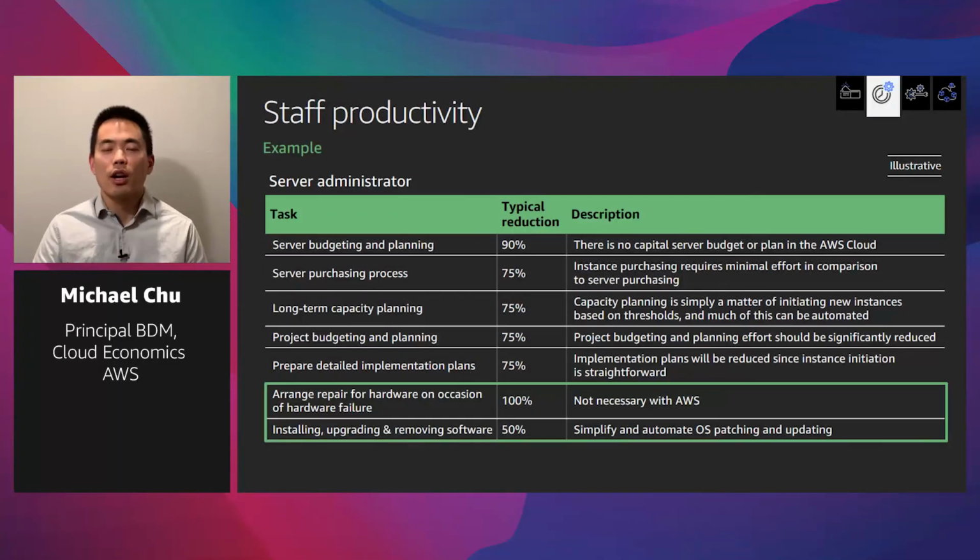So in our modeling, there are 6 roles that we would typically consider in relation to staff productivity: server, storage, network, facilities, application, and security. Each role type would have 15 to 30 different individual tasks that we would look at. In this particular example, we're going to look at a subset of tasks that a server administrator would typically perform. We also show our benchmarks for the typical reduction on each of these tasks.